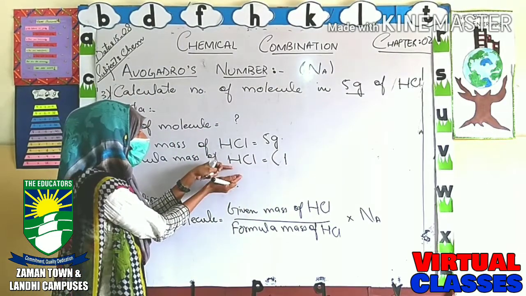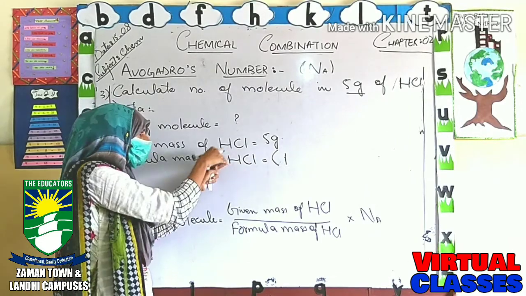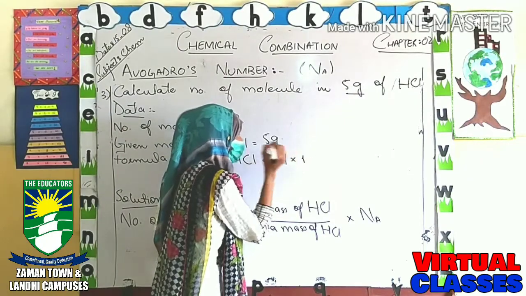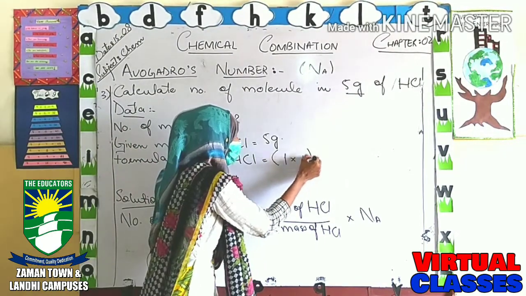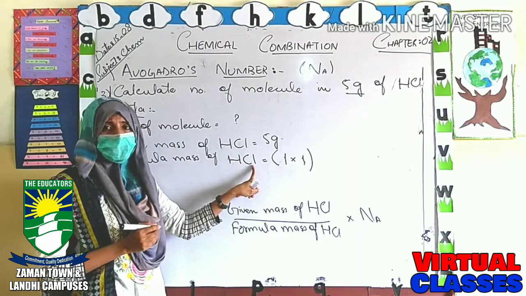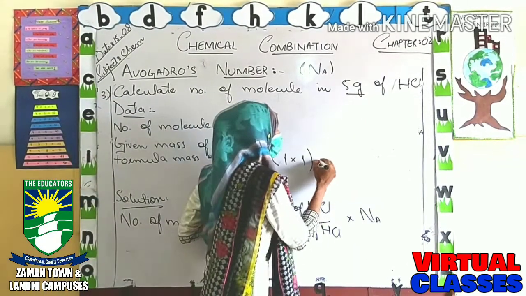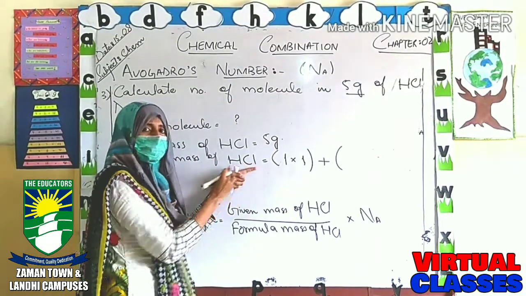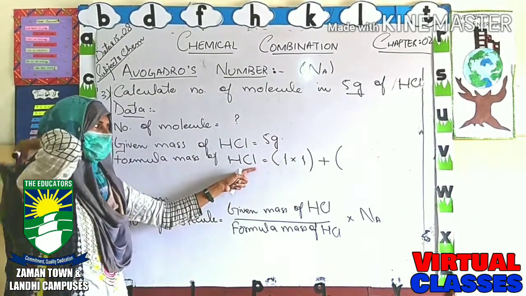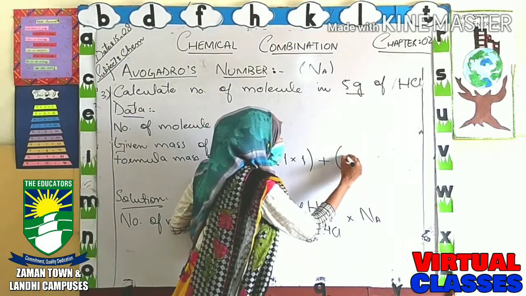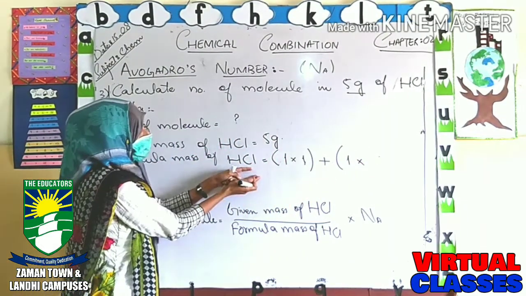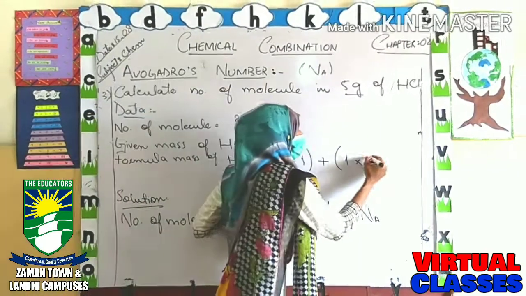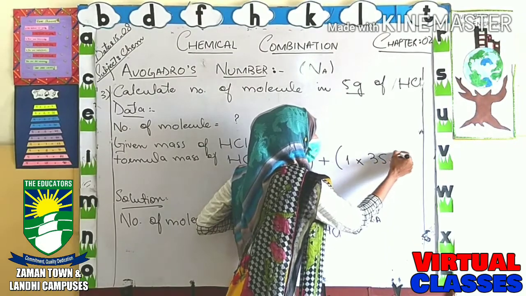After this, its number of atoms is multiplied by its atomic mass. What is the atomic mass of hydrogen? That is 1. Bracket closed. Before starting the second element, you will place a positive sign here. Now for the next element, how many atoms are present? If there is no number, it means 1 is present. Place 1 here, multiplied by its atomic mass. What is the atomic mass of chlorine? Its atomic mass is 35.5.